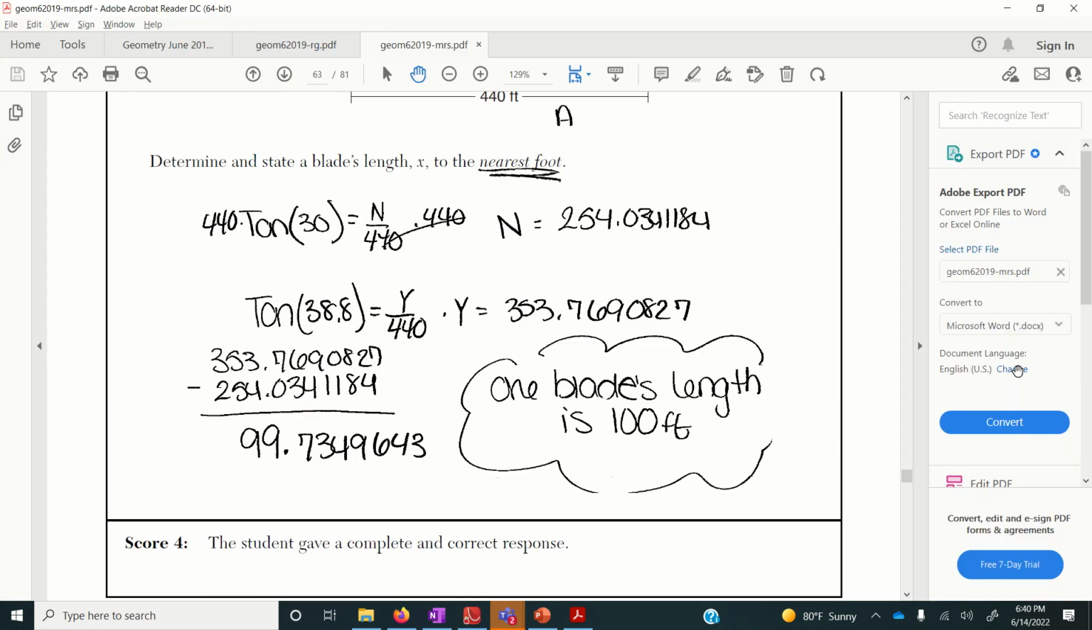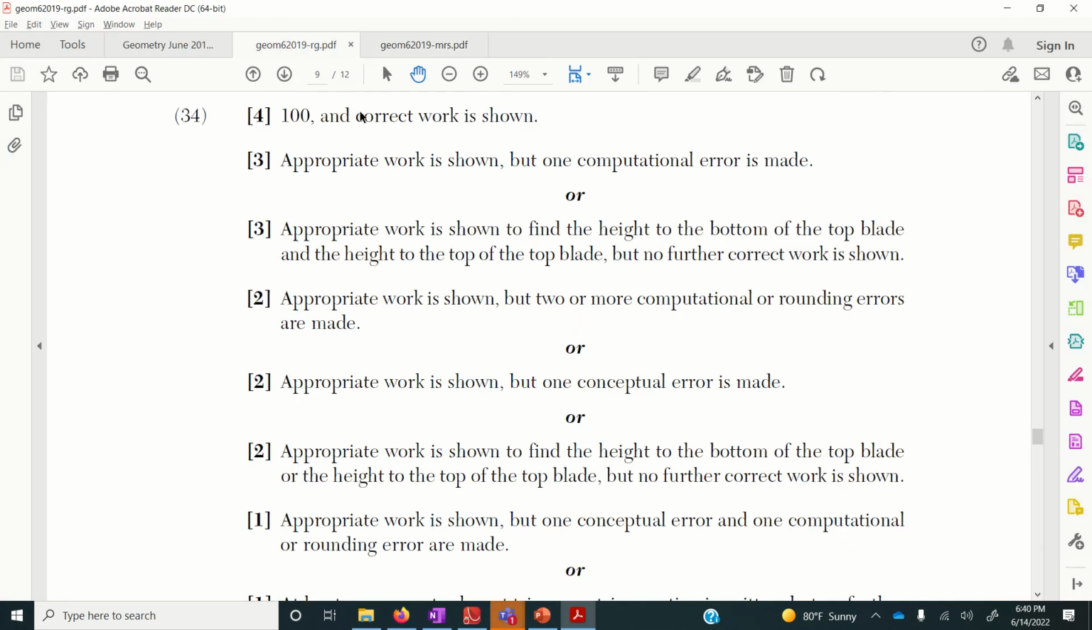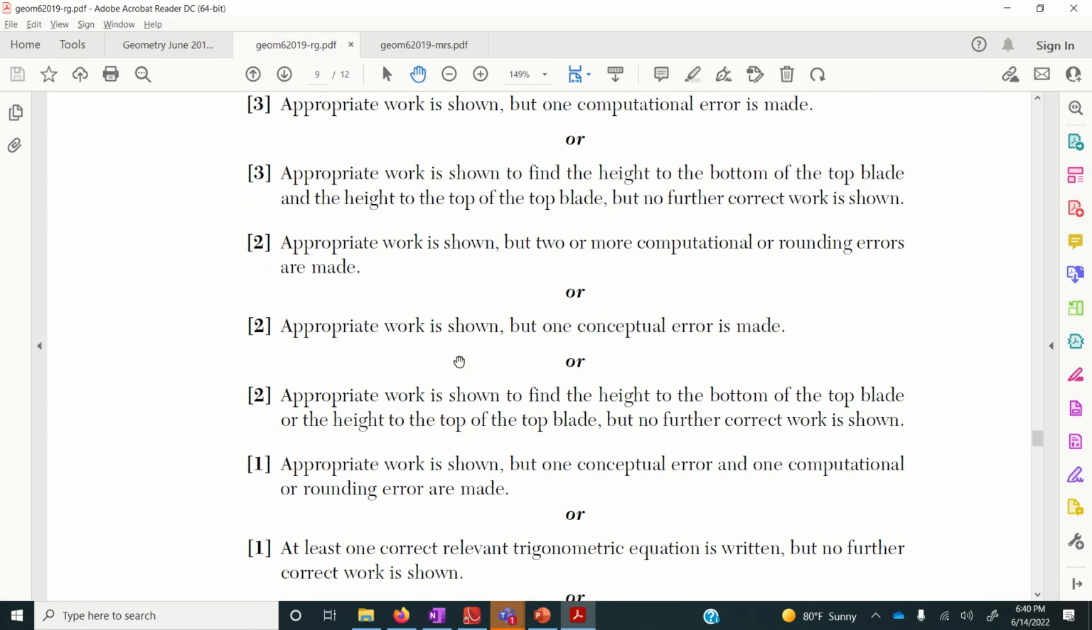All right, so a couple other things that we can notice here. Good to go. Just looking at what we did. So computational error is 1. If you found the height to the bottom of the blade and the height to the top of the blade, so if you found the 2 heights correctly, but you didn't do anything else, that's 3.